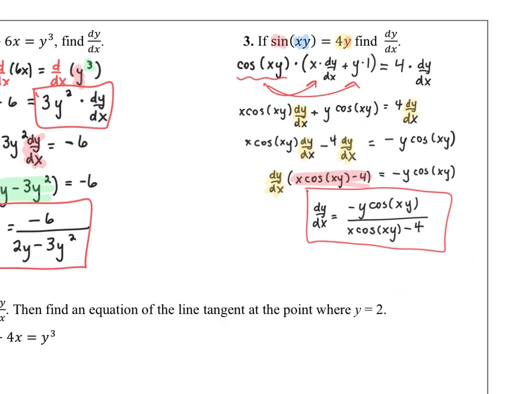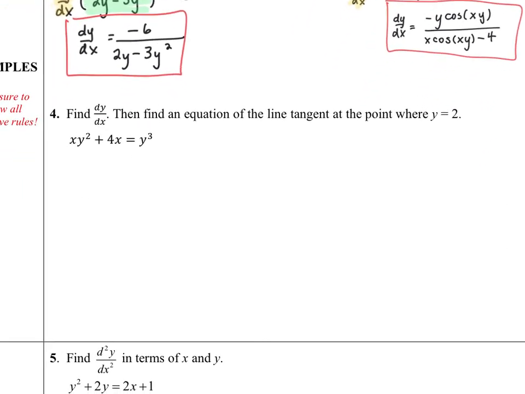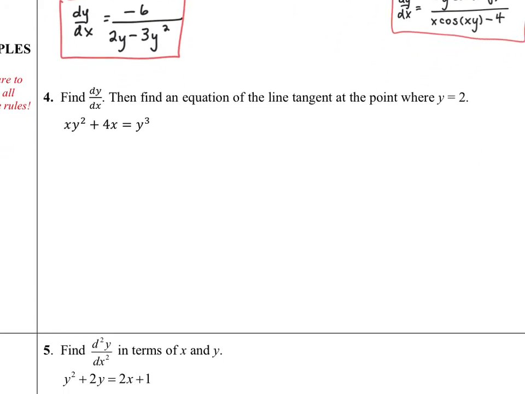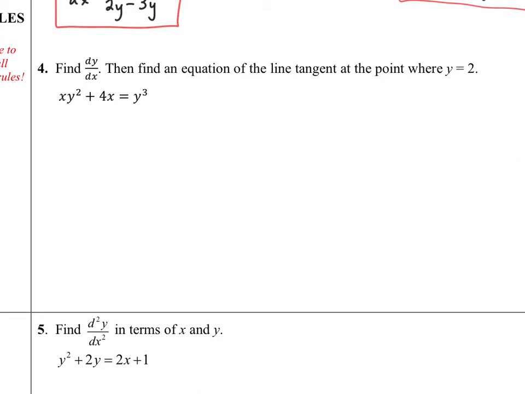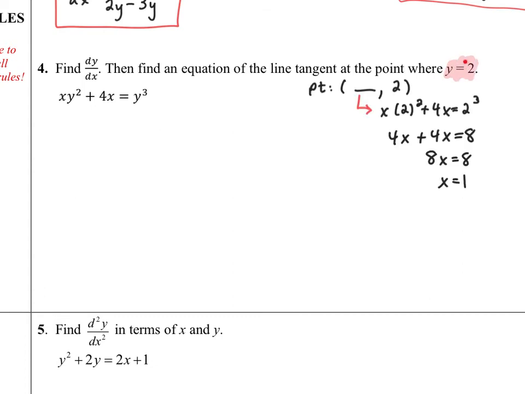Question number 4 is our good old equation of a tangent line. And again, you need a point and you need a slope. And what I'm given is the y value of the point. So I first need to find the x that goes with that y. And I do that by taking my y equals 2 and plugging it into this original equation, which I've done here. And I replace the y with the 2 and I solve for the x. And I get that my x coordinate is 1. So I found the point that I'm going to use in my tangent line equation.